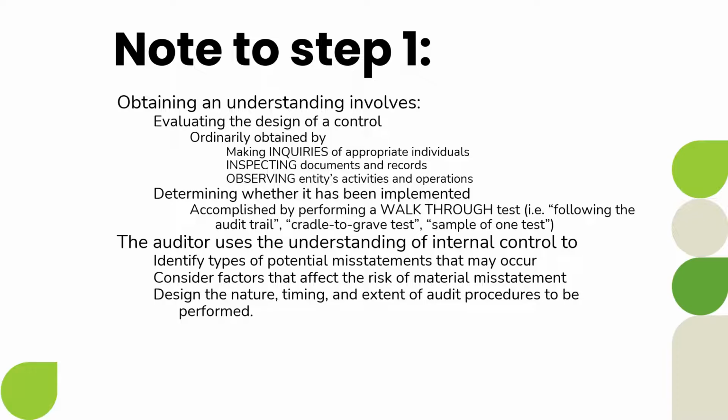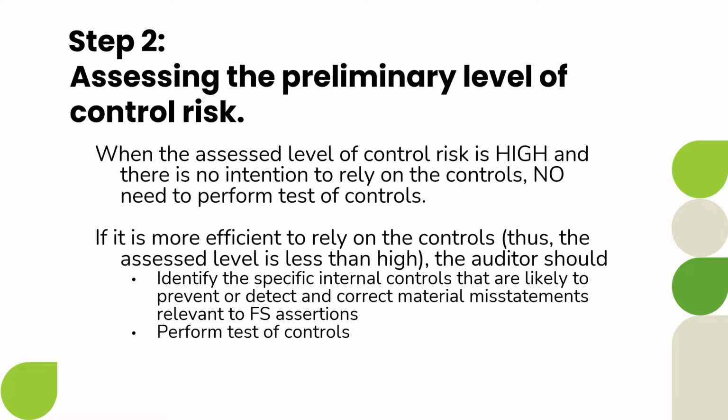Okay, another use of our understanding of internal controls is to consider factors that affect the risk of material misstatement, precisely because the risk of material misstatement is the marriage of inherent risk and control risk. So our understanding completes our assessment of the risk of material misstatement. And finally, we know that the risk of material misstatement has an inverse relationship with our acceptable level of detection risk, and that the acceptable level of detection risk will allow us to design the nature, timing, and extent of our audit procedures.